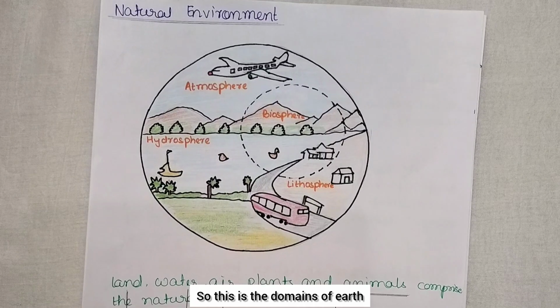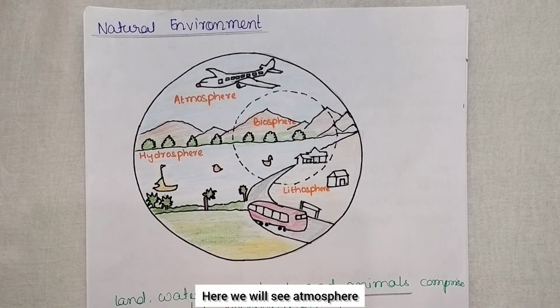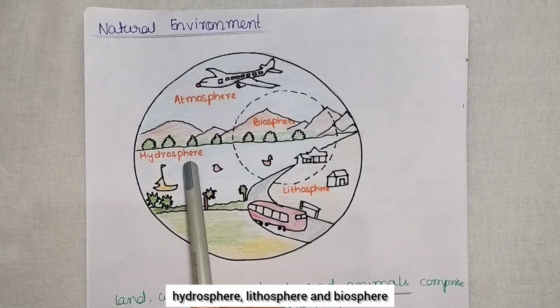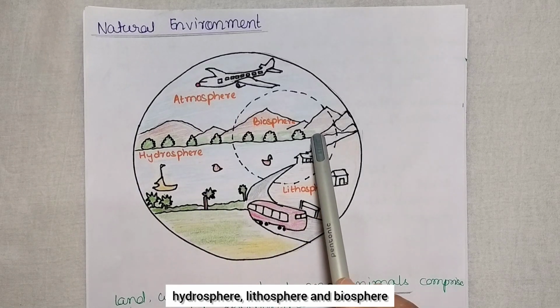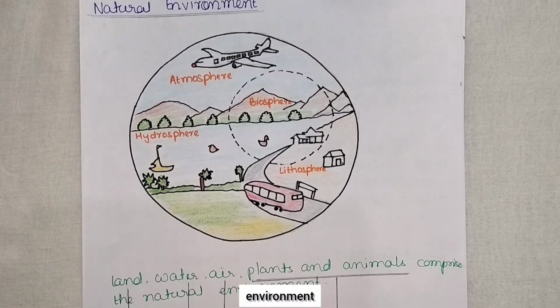Now these are the domains of earth, that is the natural environment. Here we will see atmosphere, hydrosphere, lithosphere and biosphere. So these are the domains of environment.